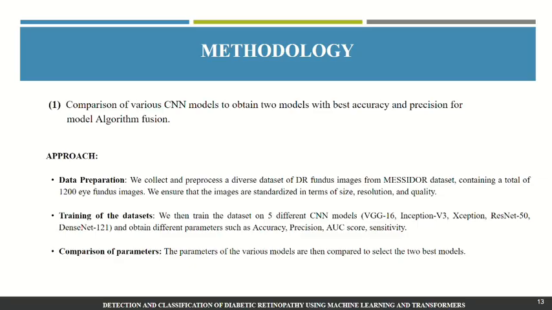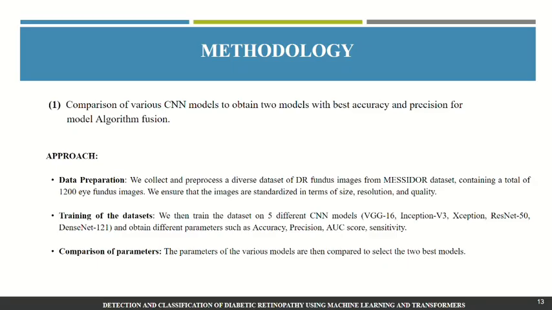So this is our methodology. In our first case, this was a methodology, that is the comparison of various CNN models to obtain the two best models. Our first approach was the data preparation. We collected the data from the Macedo dataset, which is publicly available. It contained 1200 eye fundus images, which were then augmented and pre-processed. The pre-processing was done for better image enhancement, and the augmentation was done for more data points, so that the model could give us better accuracy values.